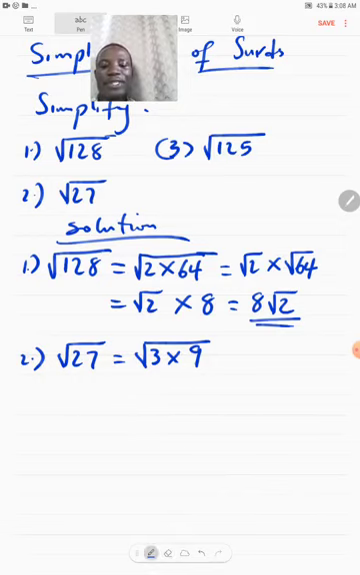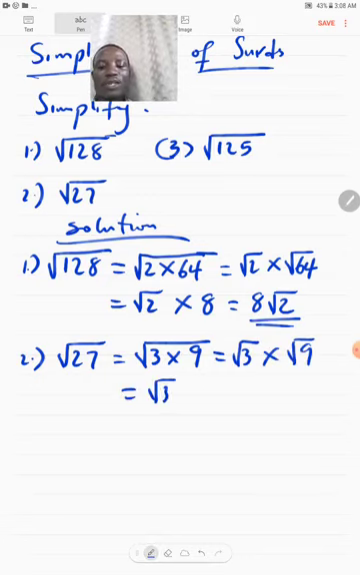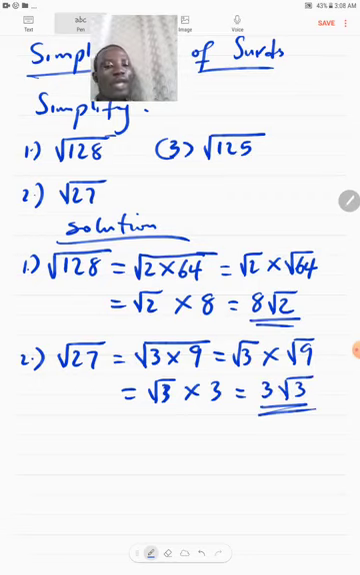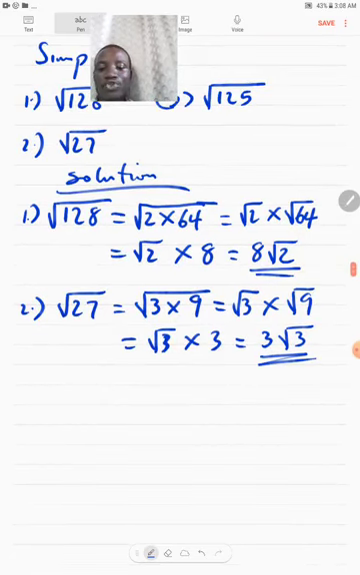Then separate it using the multiplication principle. That is root 3 times root 9. So that will give me root 3, okay, times 3. And this will give me 3 root 3. Okay. This is the simplification of root 27. Number 3, let's look at root 125.